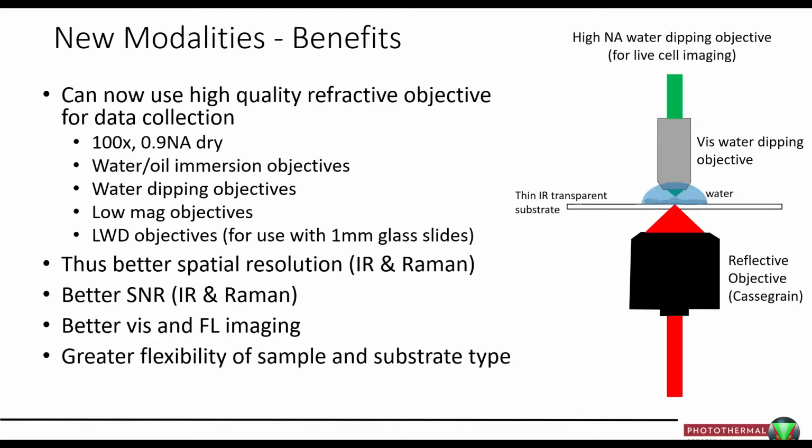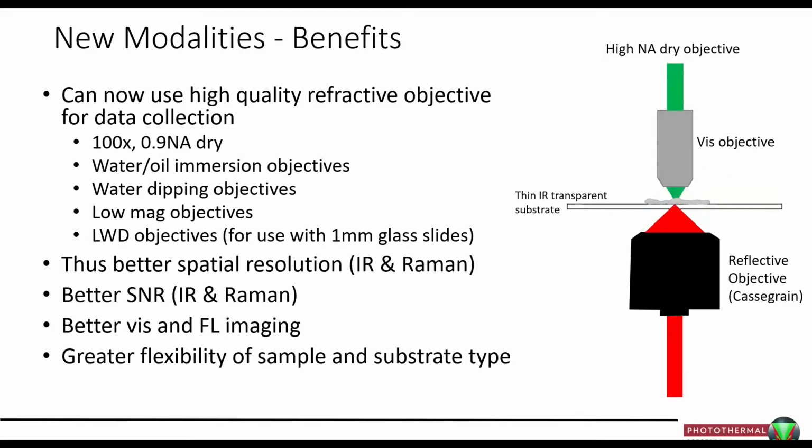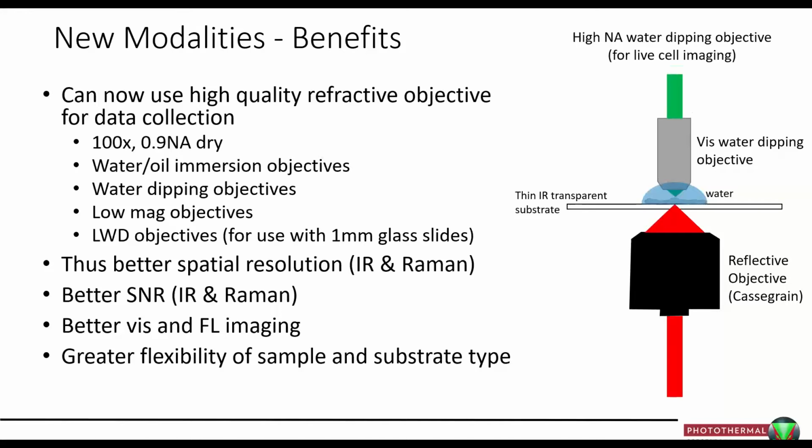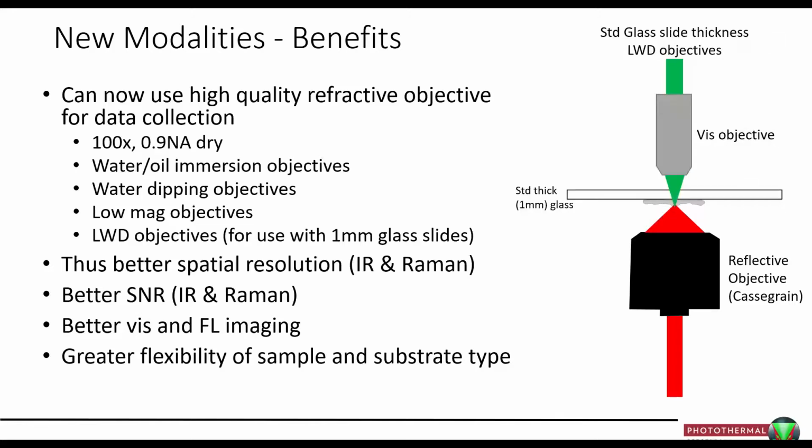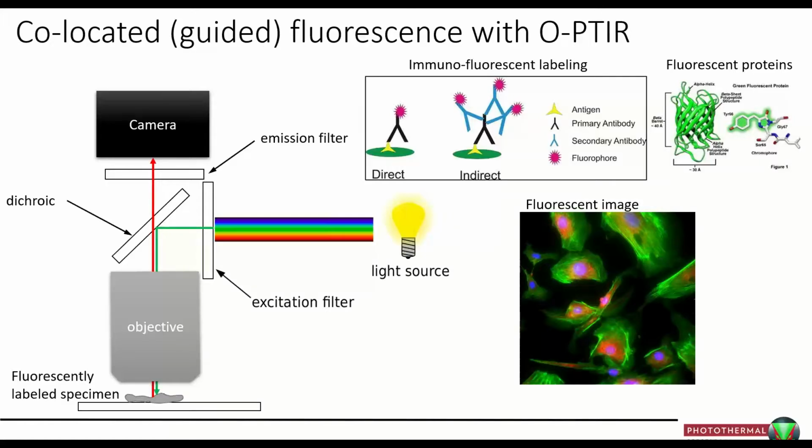And so in that mode, I've got a dry objective in the schematic. I'm now switching over to what it would look like with a water dipping objective. So you could use a water dipping objective in the infrared. Sounds pretty strange and amazing to me. I'll show you the result of that. You can flip the sample upside down and work off a thin glass cover slip, and do oil immersion as well. Or you can image through a thick 1 millimeter thick glass slide with a long working distance as well.